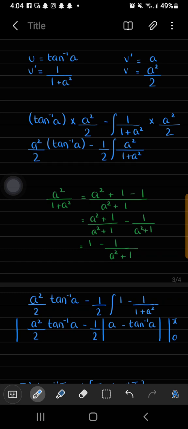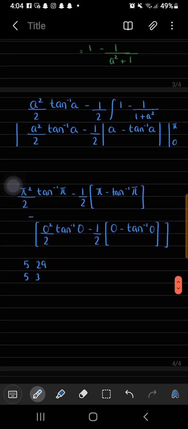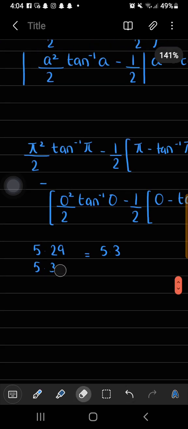Then we integrated 1, which is simply a, and integrating minus 1 upon a square plus 1 gave minus tan inverse a. Then we applied limits on the whole thing which we got after the by parts method, and through that we got the answer 5.3. So that is our final answer which we got through this lengthy working.